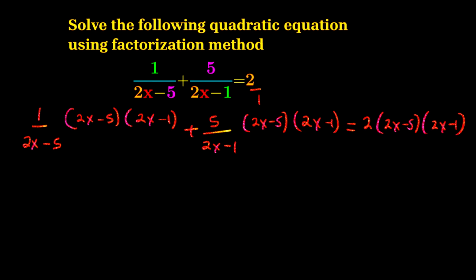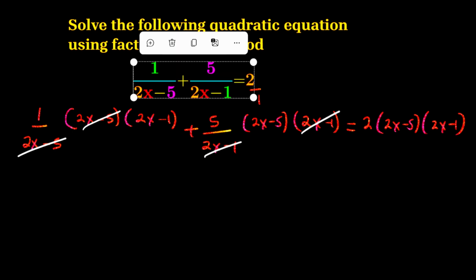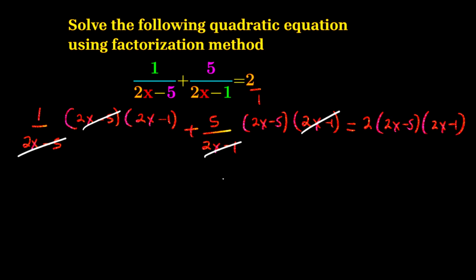So then we simplify what we have. Here, 2x minus 5 and 2x minus 5 will cancel, and then 2x minus 1 and 2x minus 1 will cancel. So that we have 1 times 2x minus 1. So we have 2x minus 1 plus, here we are left with 5 times 2x minus 5. So we have 5 into 2x minus 5.